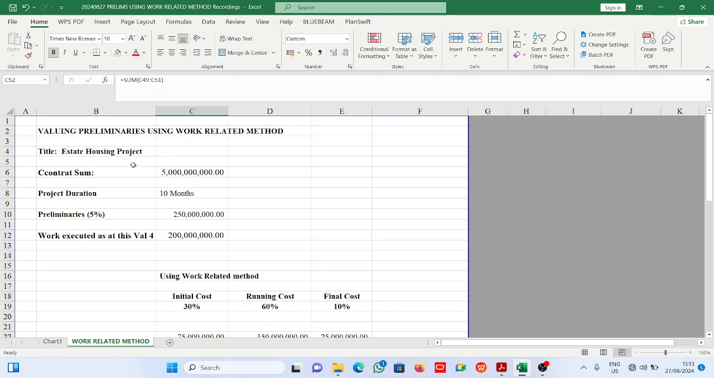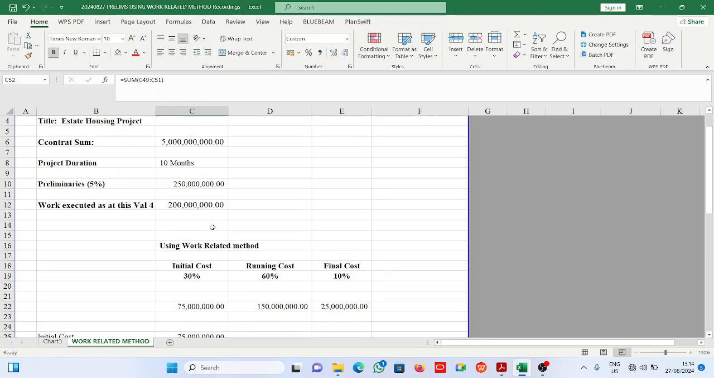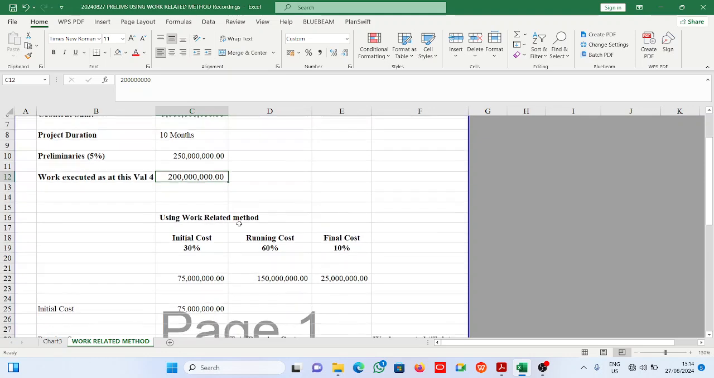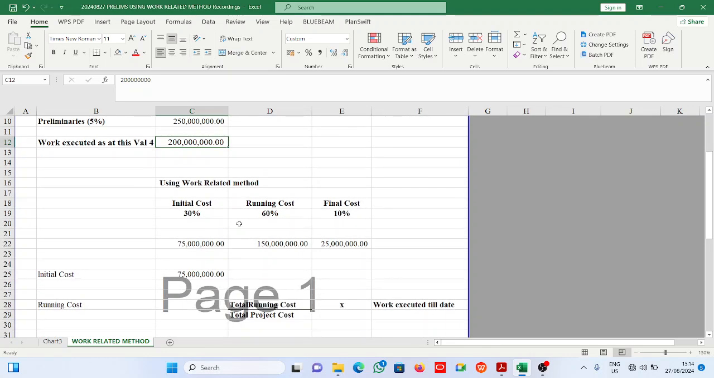We are maintaining our hypothetical project, the estate housing project, where the contract sum is 5 billion, the contract duration is 5 months, the preliminaries is 5% of the contract sum, and work executed as at this valuation number 4 is 200 million.